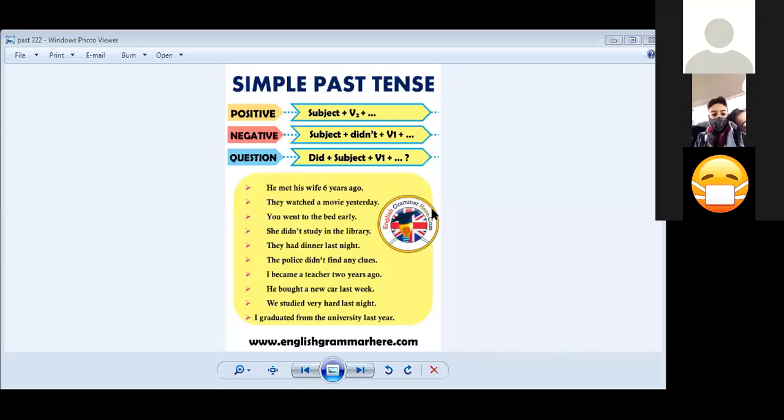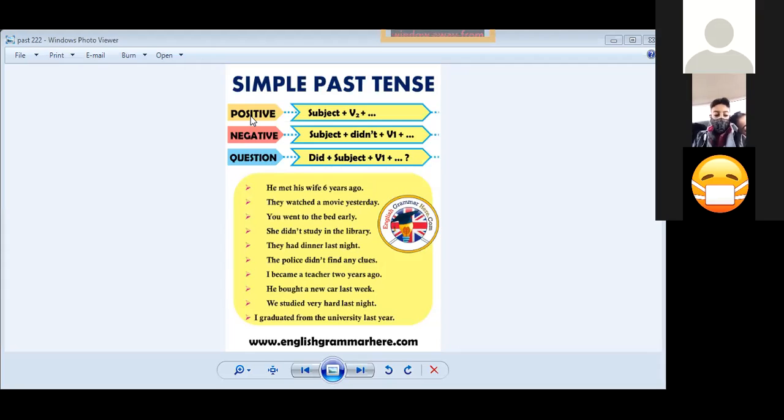Okay. Good. Now let's move to talk about how to use simple past. We know when to use simple past, and now you have to know how to use it in the positive sentence, how to use simple past to make a negative sentence, and how to make a question or interrogative sentence. Okay, student?